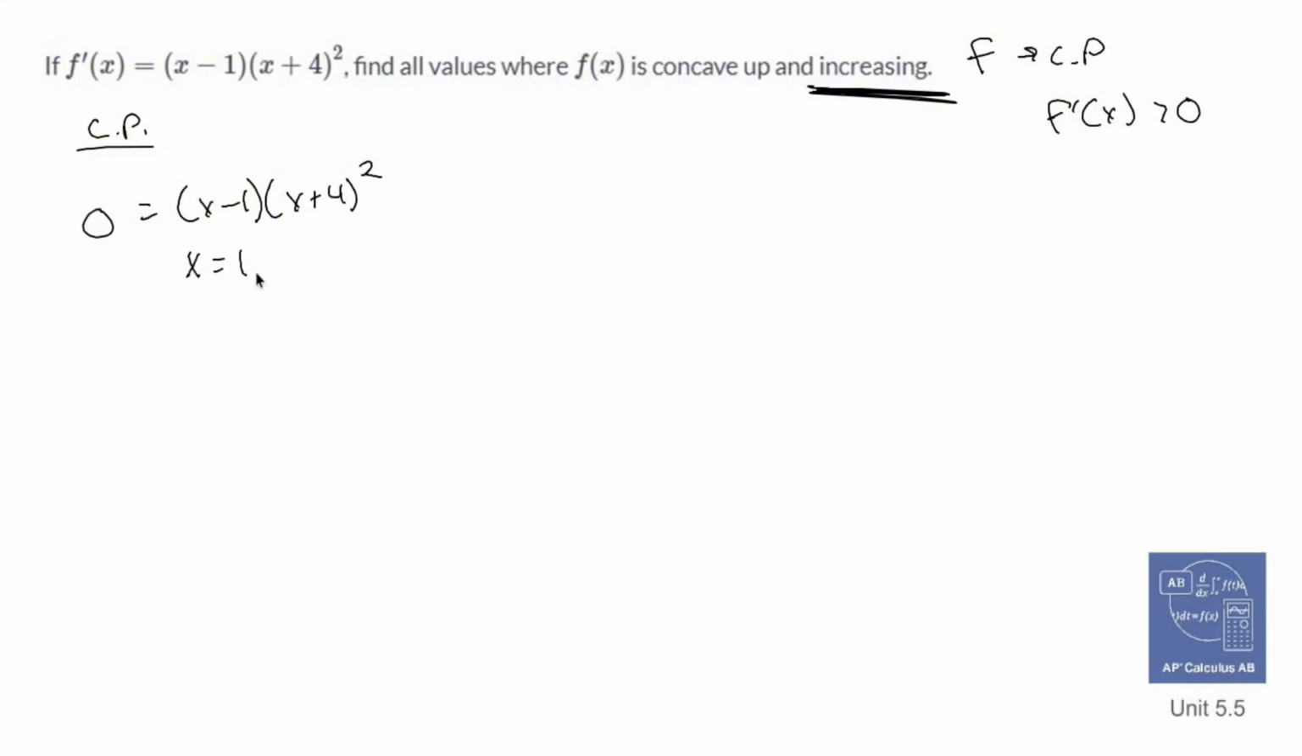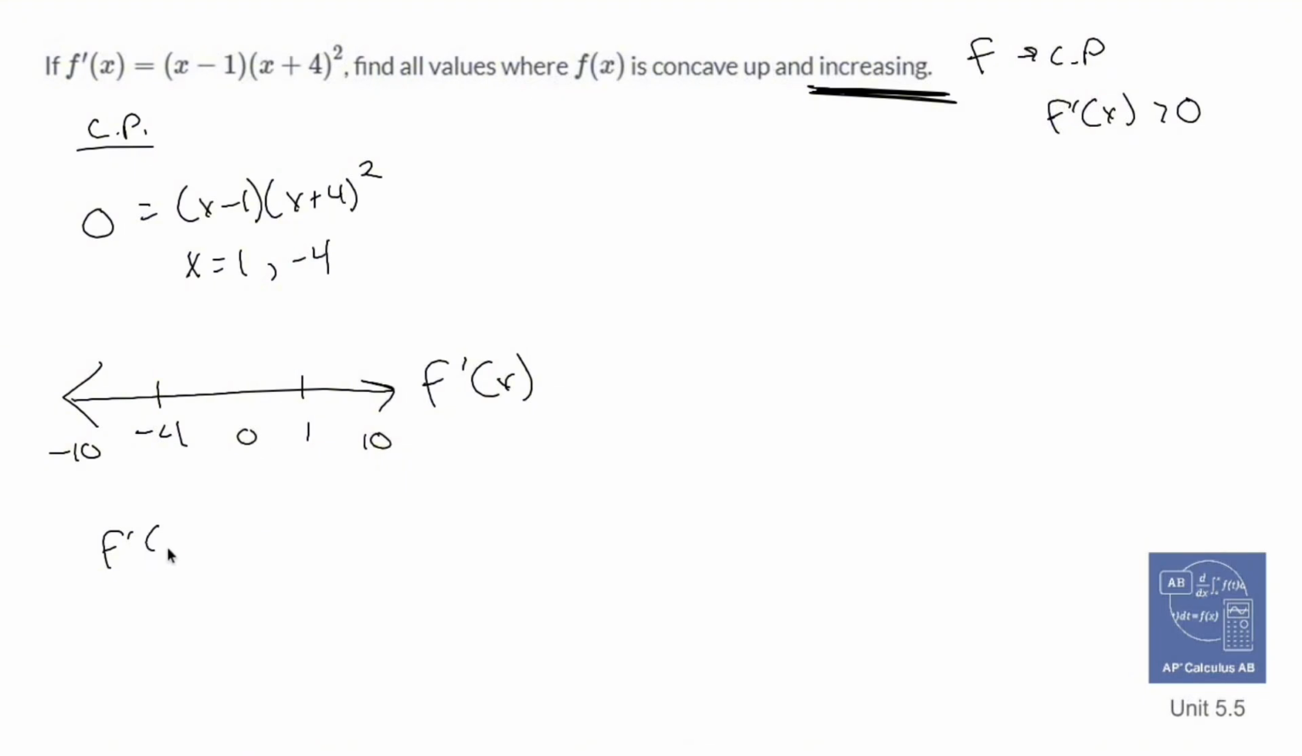So x equals 1 will do it, and negative 4 will do it. So let's make a sign graph for f prime of x, and this will help me find out where this guy is increasing. My magic numbers were negative 4 and 1. So I can plug in negative 10, I can plug in 0, and I can plug in regular 10. So f prime of negative 10 is going to have me doing, and this is what I'll do, I don't care about the numbers. I care about whether it's positive or negative.